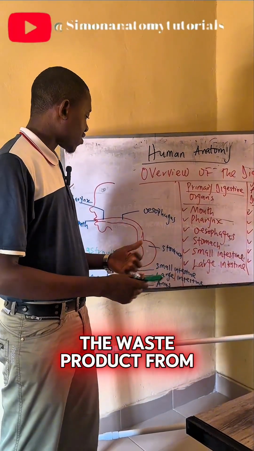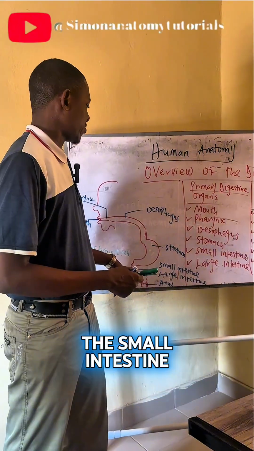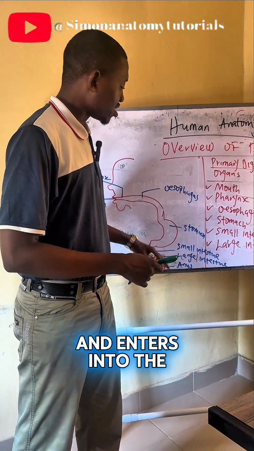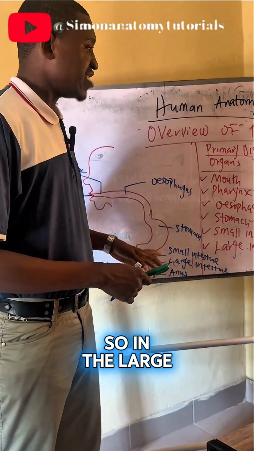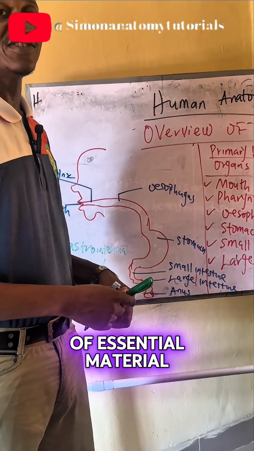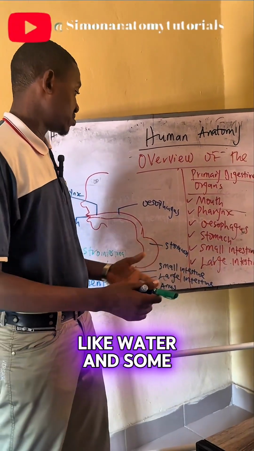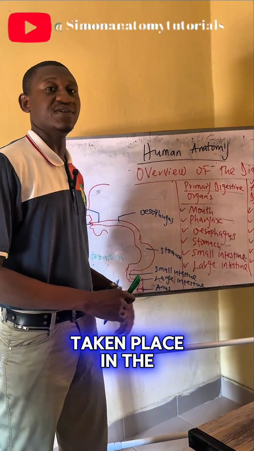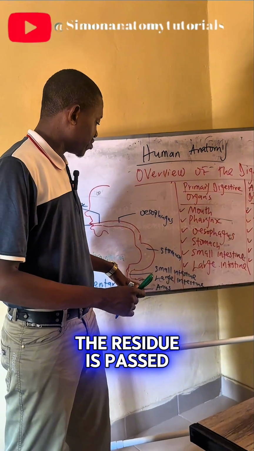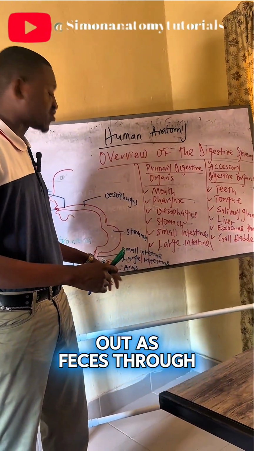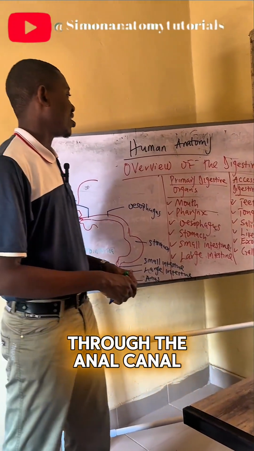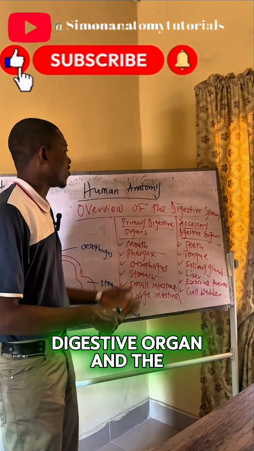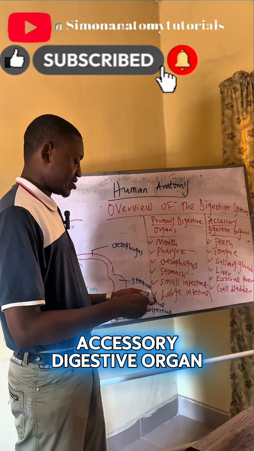The waste product from this food in the small intestine passes through the ileocecal valve and enters into the large intestine. So in the large intestine, there is further absorption of essential materials like water and some minerals and even vitamins. After absorption has taken place in the large intestine, the residue is passed out as feces through the anal canal. So this is the relationship between the primary digestive organs and the accessory digestive organs.